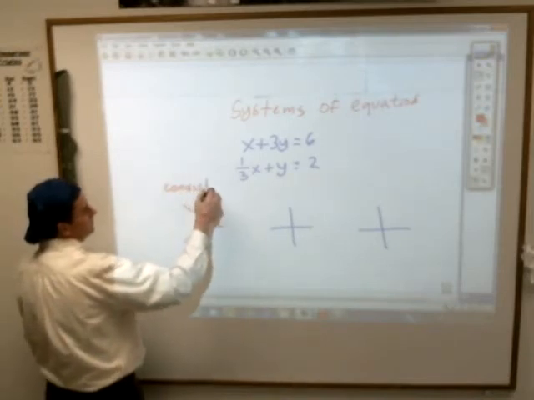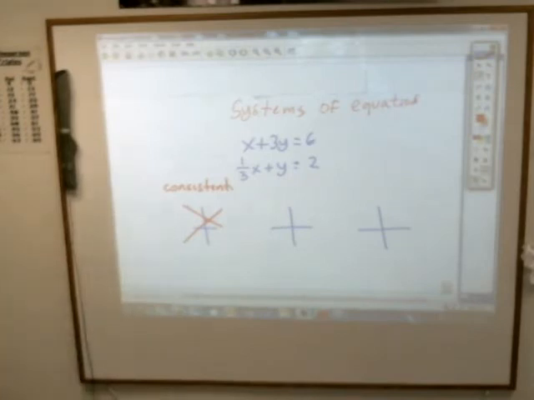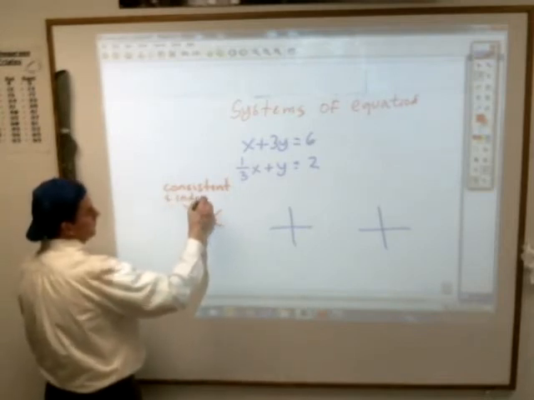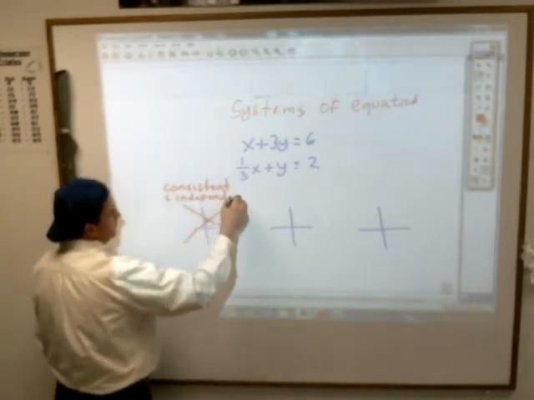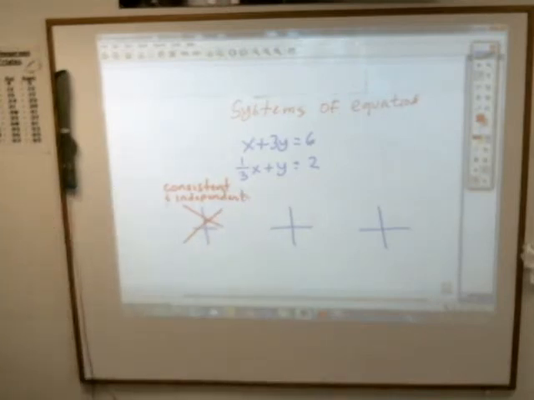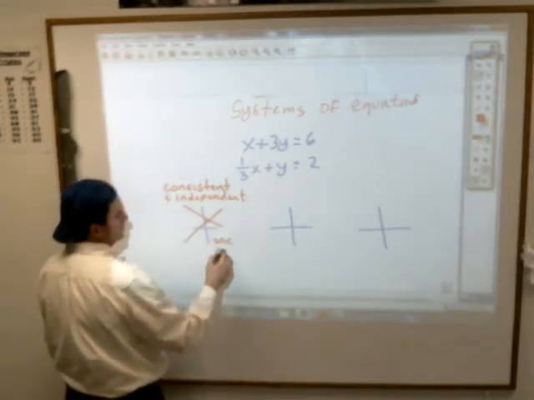Consistent and independent. Okay, consistent and independent means you're going to get one solution. One solution.